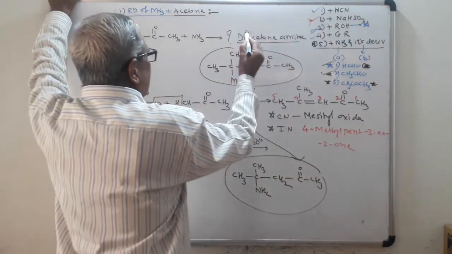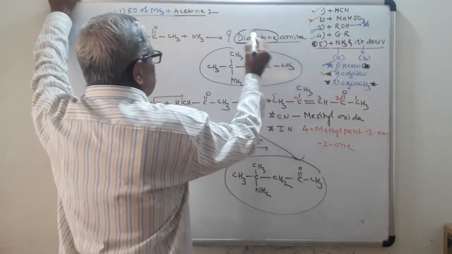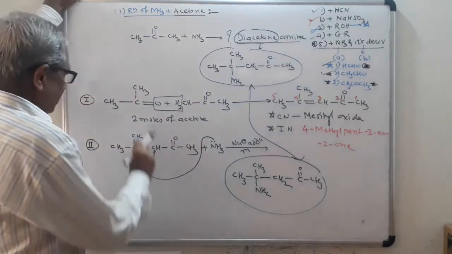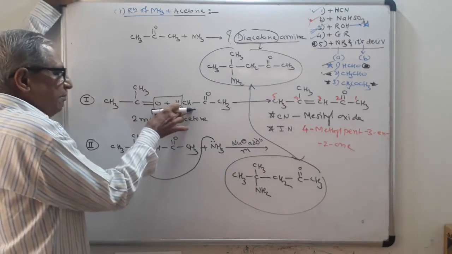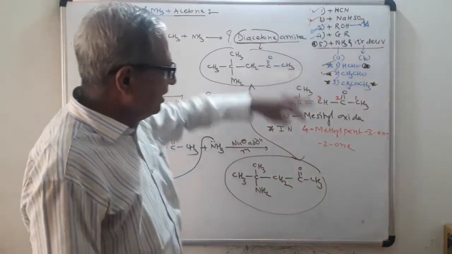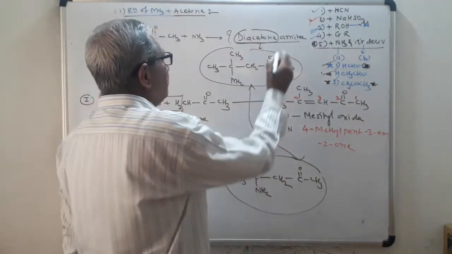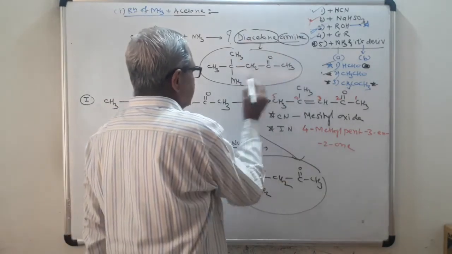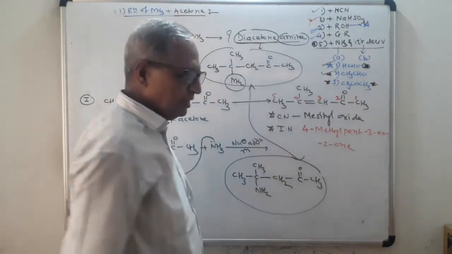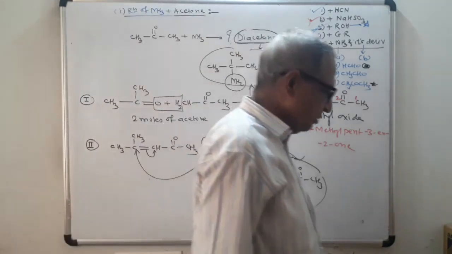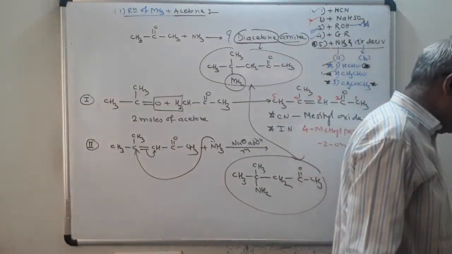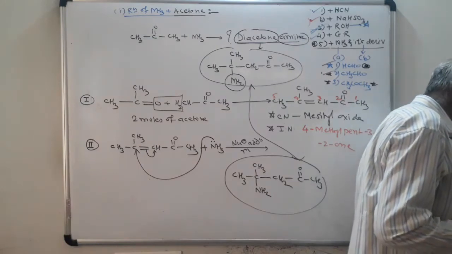Now you will know why the term diacetone is used here: because two molecules of acetone combine together, you will get mesityl oxide. Why is the term amine used here? This is the functional group for the amine, NH2. So this is the very, very important reaction for diacetone amine.